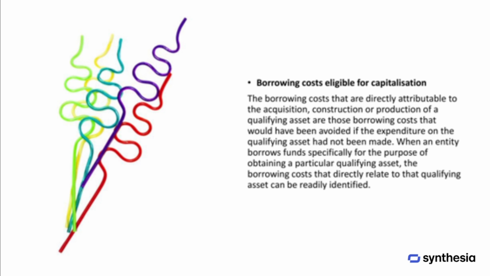Borrowing costs eligible for capitalization are those directly attributable to the acquisition, construction, or production of a qualifying asset. These are the costs that could have been avoided if the expenditure on the asset had not occurred. When an entity borrows funds specifically for the purpose of acquiring a particular qualifying asset, the borrowing costs directly related to that asset can be easily identified.